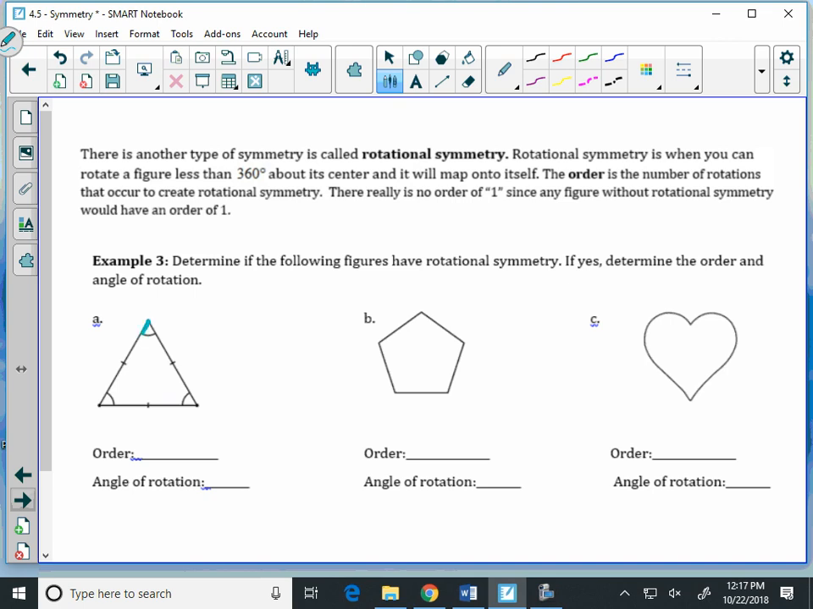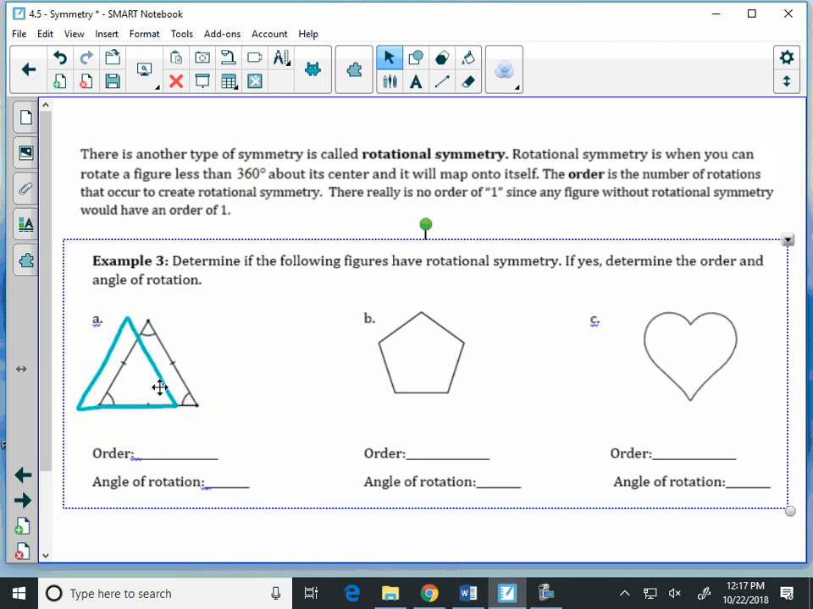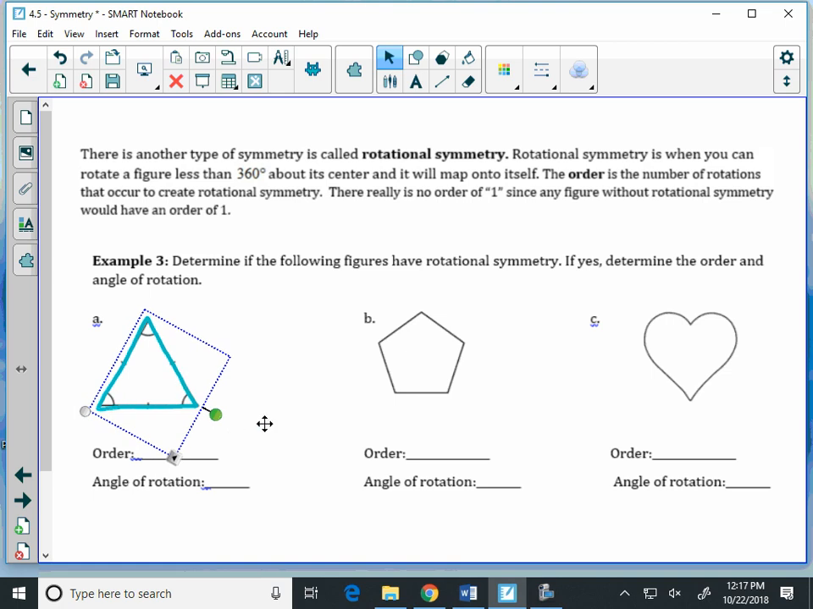So I'm going to highlight this. Trace the figure. Okay? And then I'm going to actually turn it. And it's not a true equilateral triangle because it doesn't work how it's supposed to. But I'm going to rotate it. Rotating, rotating, rotating. If it was a true equilateral triangle, it would look like that. So I wrote, there's one rotation where it mapped up onto itself. Rotate it, rotate it. And if it was a true equilateral triangle, it would look like this. There's two rotations where it mapped up onto itself.